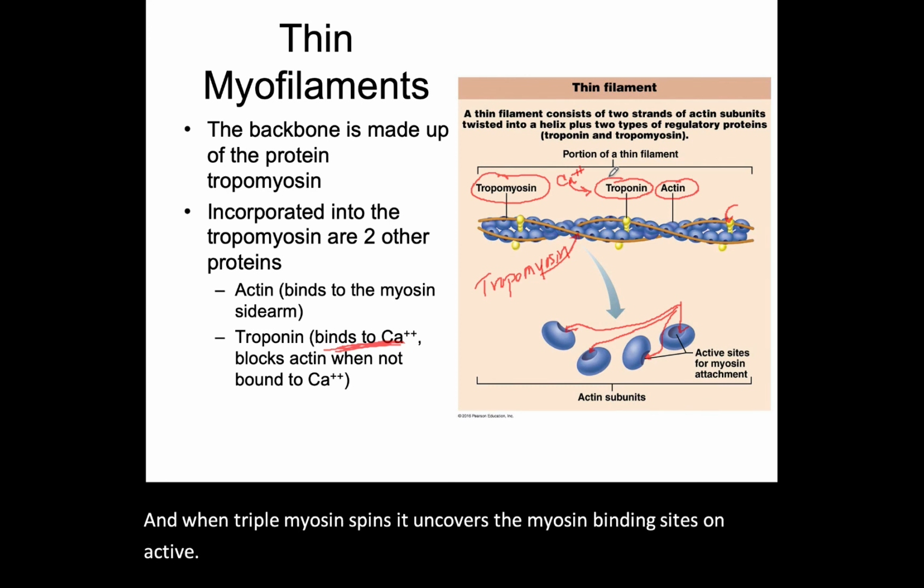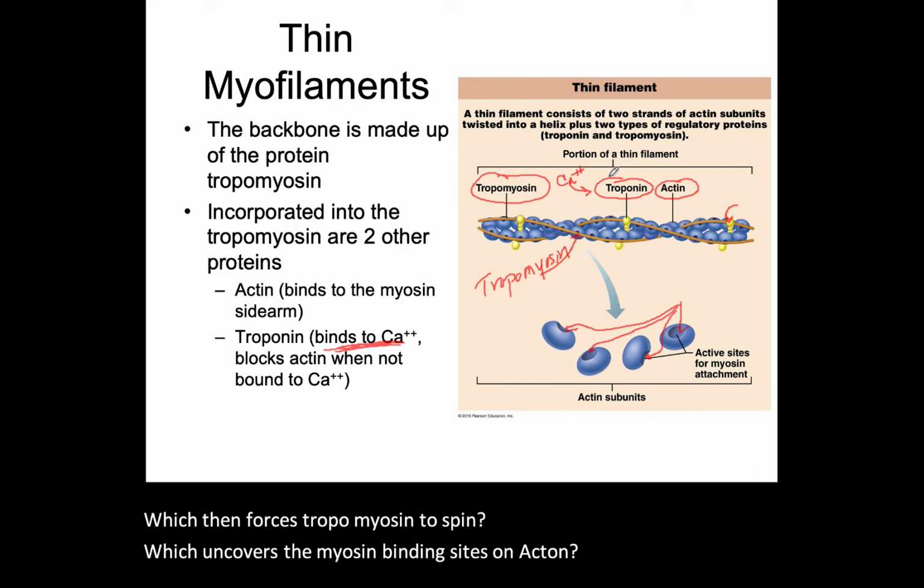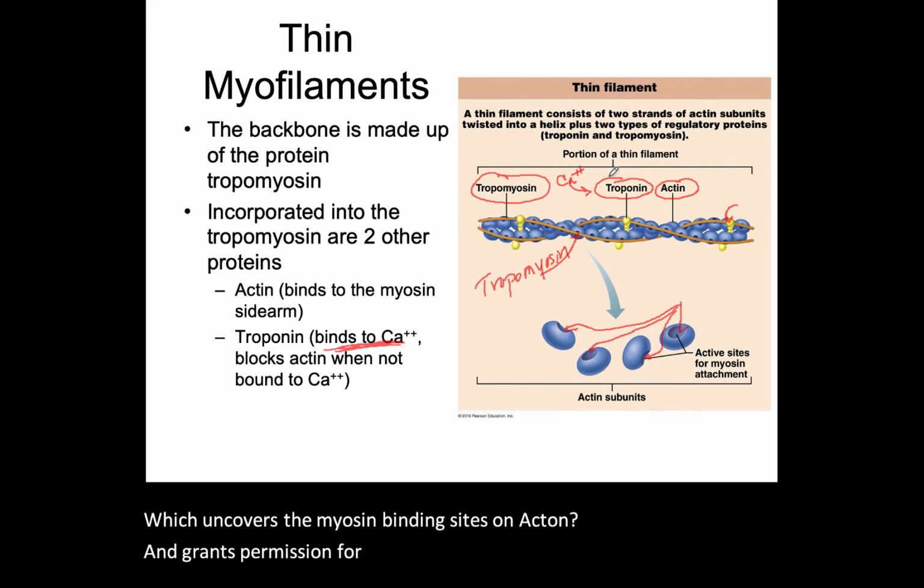So let me say that again. Calcium released from the sarcoplasmic reticulum binds to troponin, which then forces tropomyosin to spin, which uncovers the myosin binding sites on actin and grants permission for actin to bind to myosin. And that happens assuming ATP is also bound to myosin.